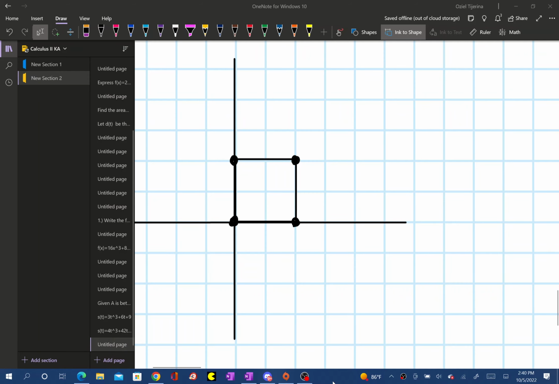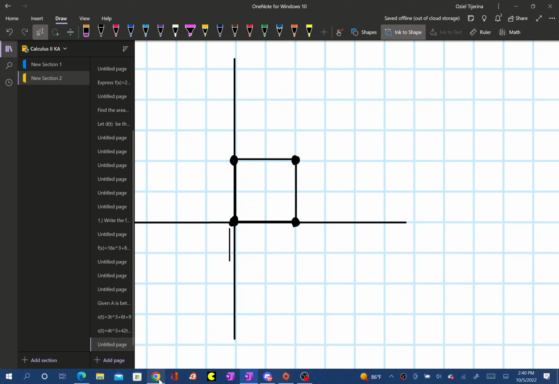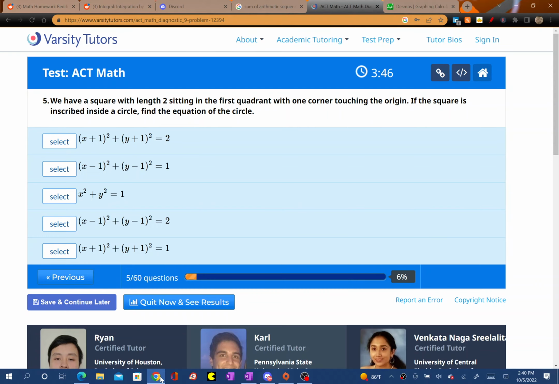Okay, so this is a bit of a tricky one. So it says that it has a length of 2, right? The square has a length of 2. That's why I made the base 2 and the height 2. And it's sitting in the first quadrant, and it has one corner touching the origin, which is at 0, 0. And then it says if the square is inscribed inside a circle, find the equation of the circle. Okay. So, let's see.